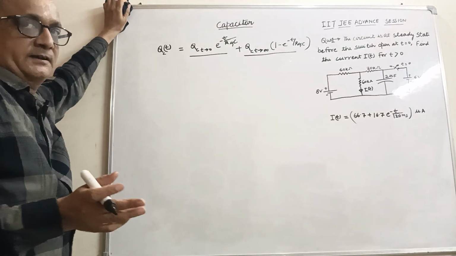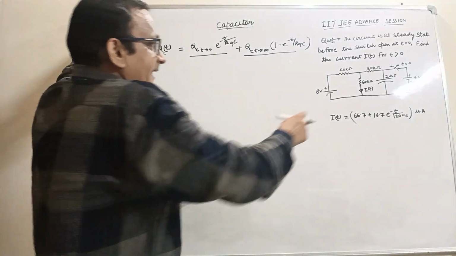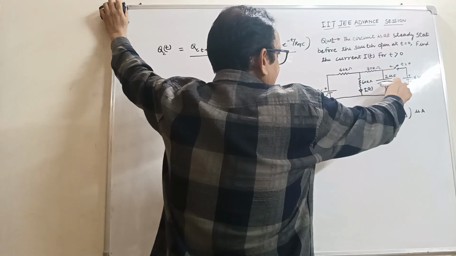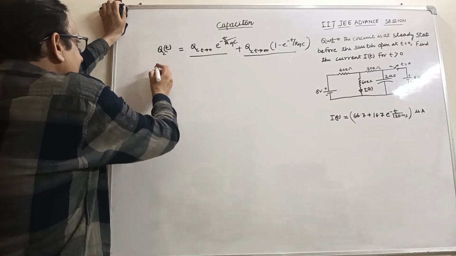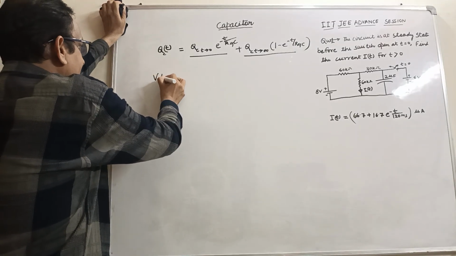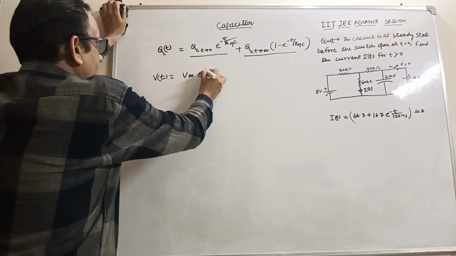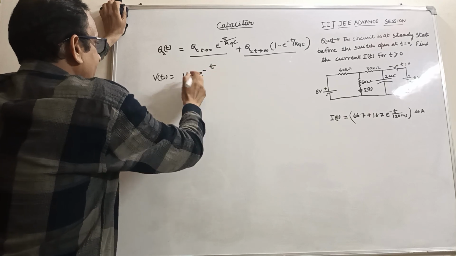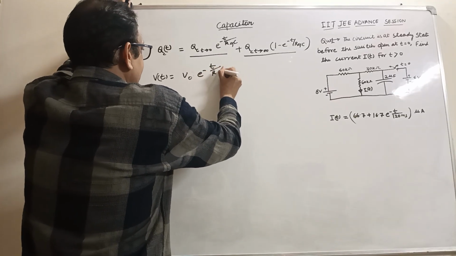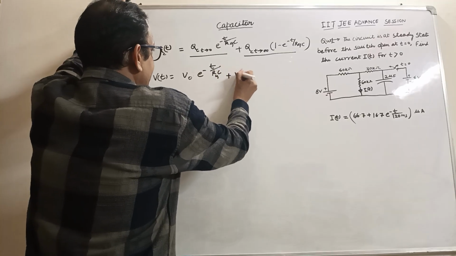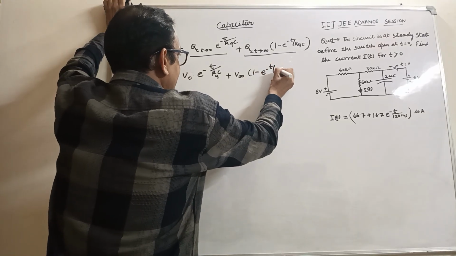In the first scenario the capacitor is discharging, and in the second scenario the capacitor is charging. So here the capacitor at t equal to 0 is already charged. That charge is 6 cross 2, initially 12 microcoulomb. So we write the potential at time t: the potential at time 0, e raised to power minus t by R equivalent C, plus the potential at time infinity times 1 minus e raised to power minus t by R equivalent C.